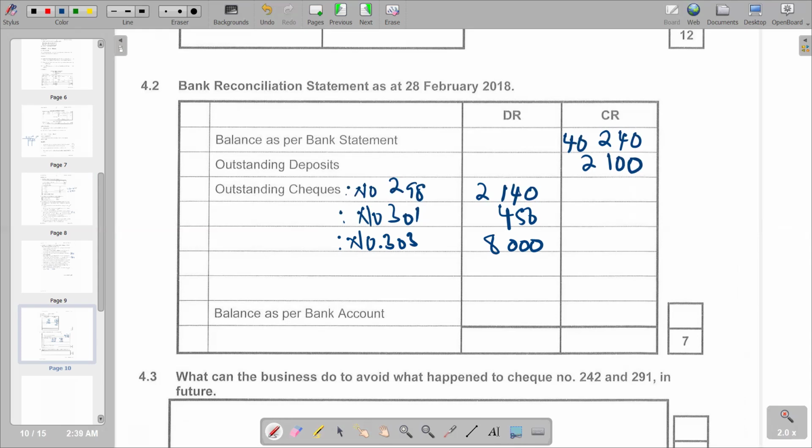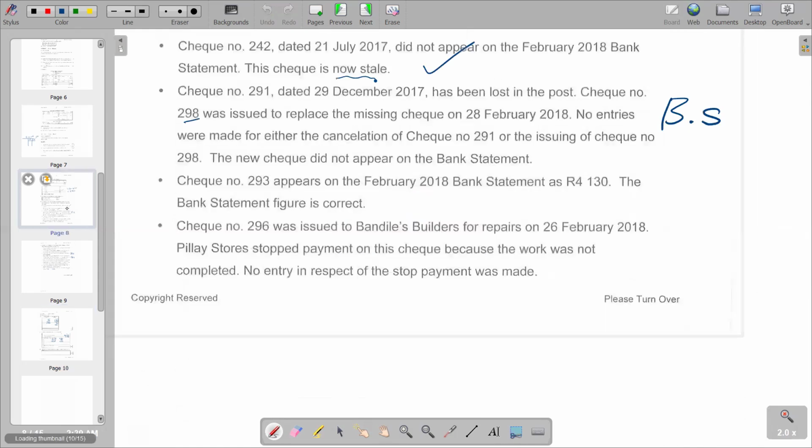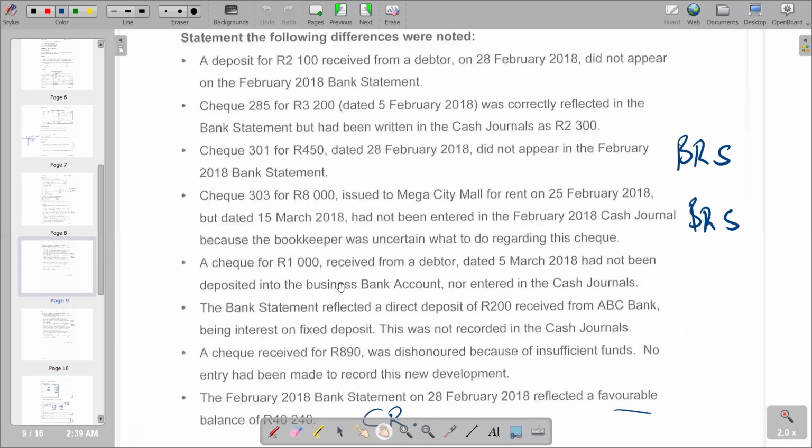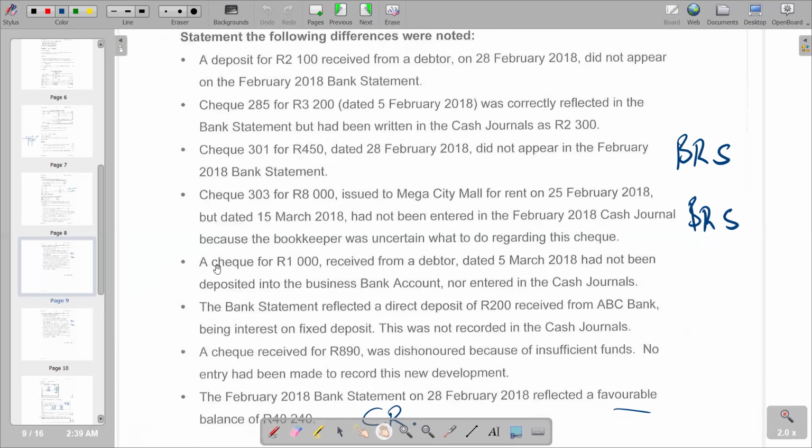And then we can proceed to the next part, whereby we are saying a check for 1,000 rands received from a debtor dated 5 March 2018 had not been deposited into the business bank account nor entered in the cash journals.